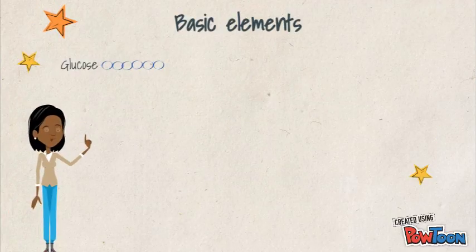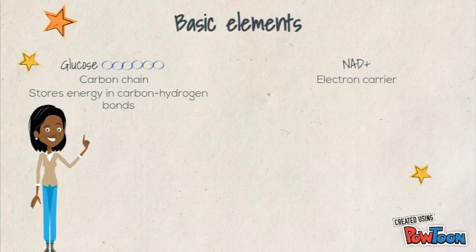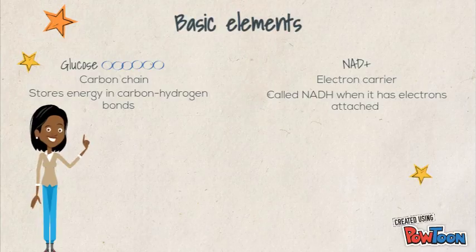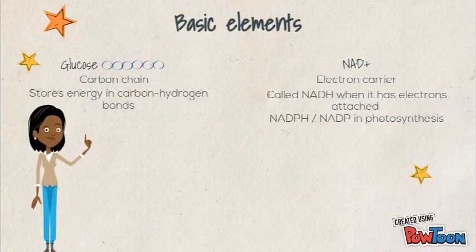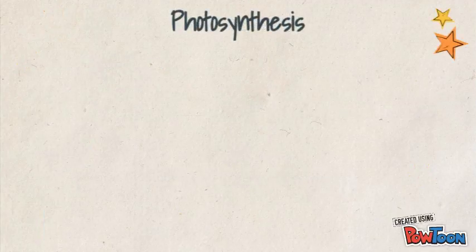Glucose is a carbon chain that stores energy. It is broken down to release ATP. NAD is an electron carrier. It is called NADH when it is full of electrons. In photosynthesis, it is called NADP or NADPH. Hydrogen's purpose in both processes is to build a gradient, so ATP can be made.